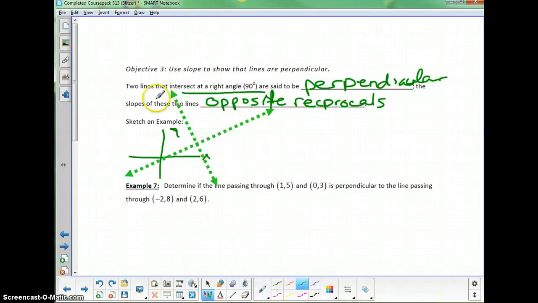So, for example, two numbers that are opposite reciprocals might be 3/2 and negative 2/3. One of them is positive, the other one's negative, and the fractions 3/2 and 2/3 are reciprocals. Or another set of reciprocals might be negative 4 and positive 1/4. Those would be opposite reciprocals. 4 is 4 over 1, so the reciprocal is 1/4. One's positive and one's negative.